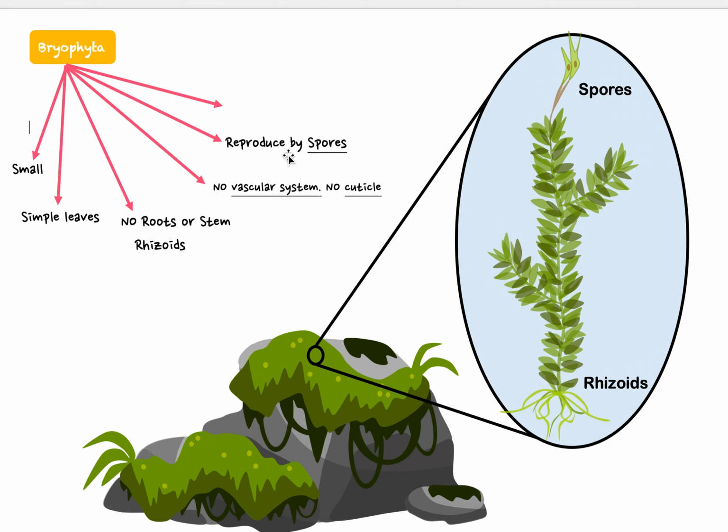Second last thing, they reproduce by spores. So another key word here, spores. Spores is basically, in Bryophyta, if we look here, you can see spores is this thing located, a filament-like thing located on the top of the plant, the highest peak. It's hanging over the plant.